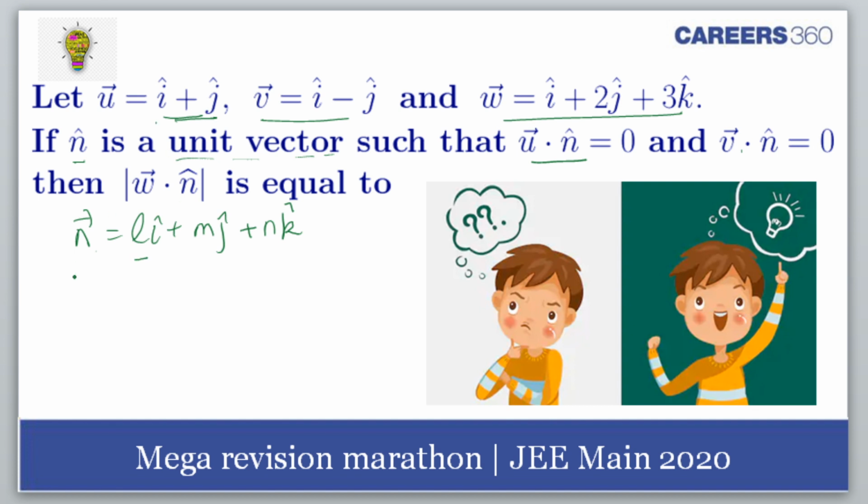l into 1, that is l, plus, solving U dot N, the j coefficient will multiply with m, that is m. K has nothing with it.